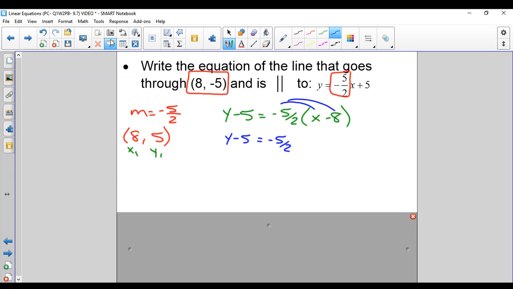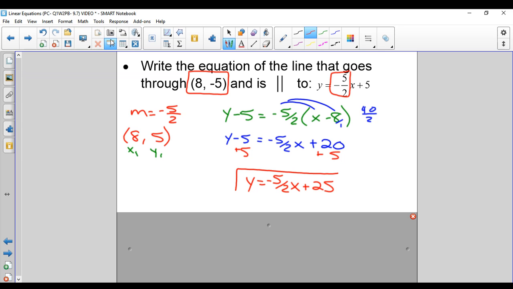-5/2 x is easy in the beginning. Negative times a negative, we know we at least have a positive here. When you're multiplying fractions, remember it just ends up being like a 40/2, which ends up being a positive 20. So we have that. Add 5 to both sides to finish it out, and we have our parallel equation. Again, parallel equations, all they have is the same slope. They have the same slope, we're good to go.